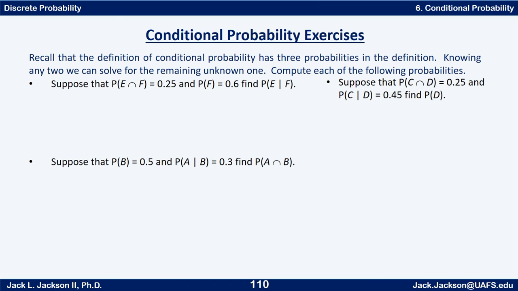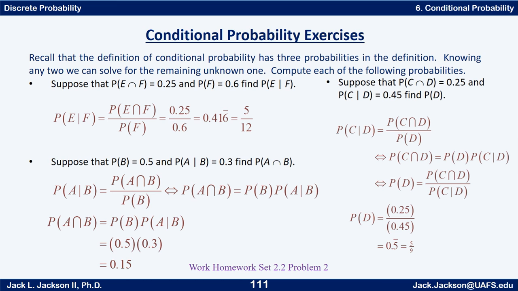Well, in each of these three cases, we know three of the pieces in that definition of a conditional probability, so we can solve for the third missing piece. And here are the details worked out. So we know that probability of E given F, by definition, is the probability of E intersect F over the probability of F. We're given the probability of E intersect F is 0.25. We're given the probability of F is 0.6. And so this works out to be 25 over 60, which reduces to 5/12, or is 0.416 with the 6 repeating. So actually, since I worked that out to a repeating decimal, both that one is a repeating decimal and that fraction at the end, reduced fraction, are exact values.